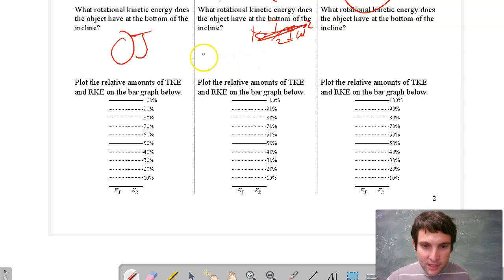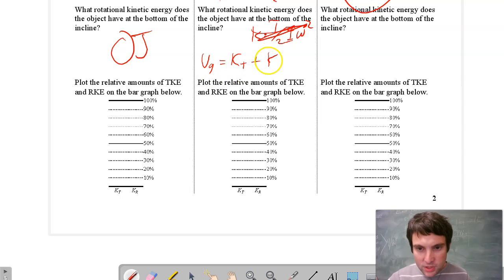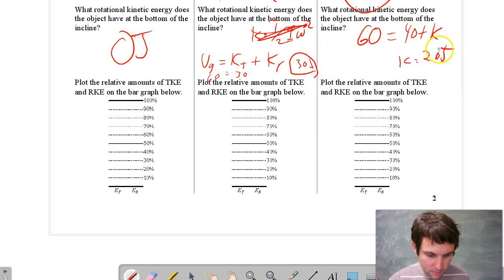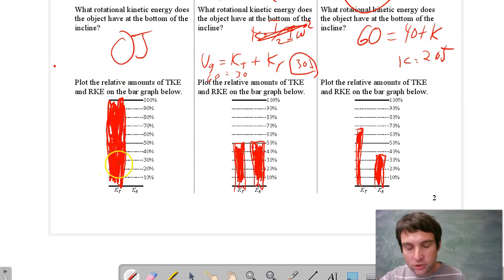Remember, our total energy in the beginning was gravitational potential energy, and then at the end it was our translational kinetic plus our rotational kinetic. If the total was 60, and the translational kinetic we said was 30, then our rotational kinetic energy is going to be 30 joules here. And over here, doing the same thing, 60 in the beginning equals 40 plus K, so K equals 20 joules. Relative translational kinetic energy: all translational kinetic energy for case 1, 50-50 for case 2, and then 67-33 for the last one.